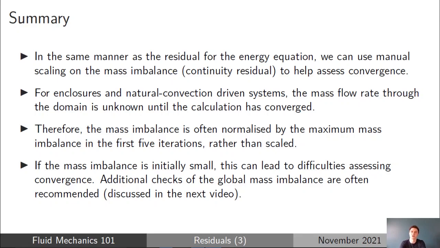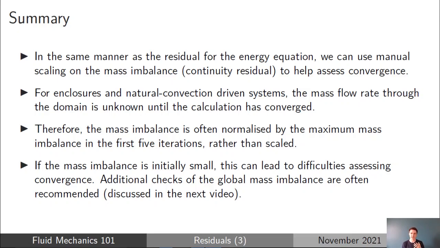And then what we would like to do is to either scale or normalize that mass imbalance, because the mass imbalance by itself doesn't actually tell us whether we're close to convergence or not. So a mass imbalance of 10 kilograms per second in a particular cell, for example, doesn't tell us if it's close to convergence or not. If the overall flow rate through the domain was 100 kilograms per second, then the error in that case is 10%, which is very large. So we need to do something to that mass imbalance to help us assess convergence.